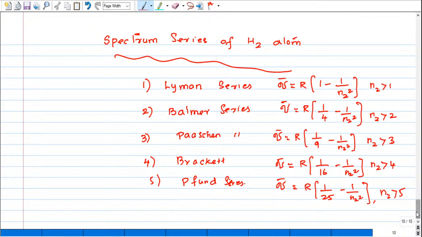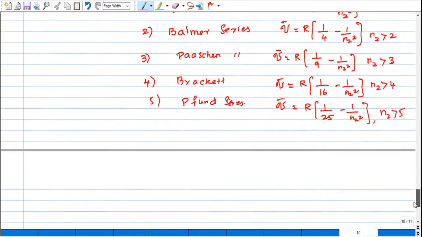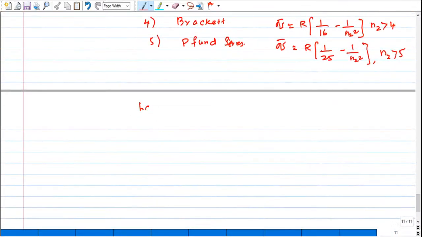And similarly, if you want the wavelength, nu bar can also be written as 1 by lambda. So for Lyman series, I can write 1 by lambda Lyman is equal to R into (1 minus 1 by n2 square). Okay. So now we have written all the spectral series of hydrogen atom. If you require the last line wavelength of Lyman series, for example.